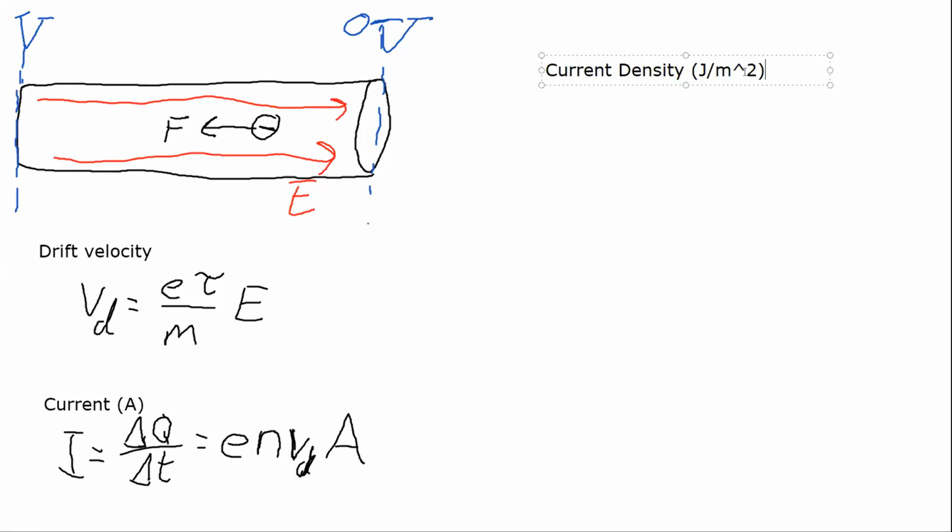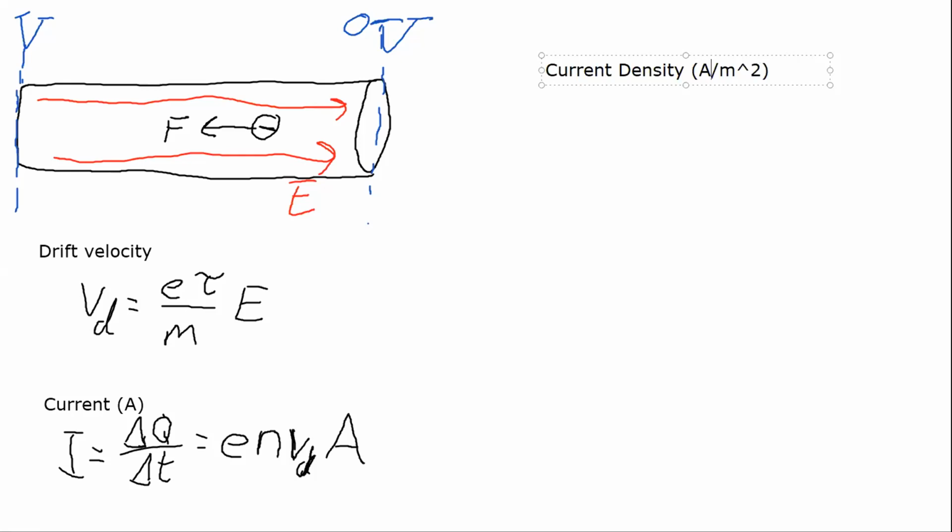Okay, so joules per meter squared, right? It's not joules. What am I thinking? Amperes. That's right. So current density is amperes per meter squared, right? Current over area.